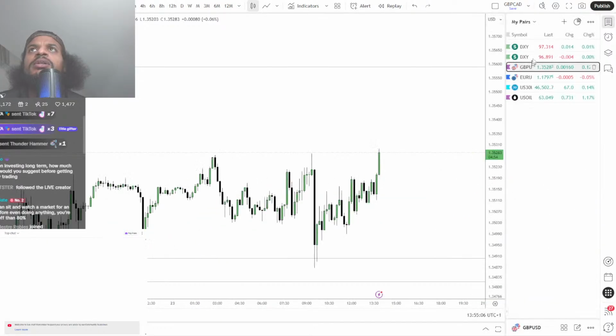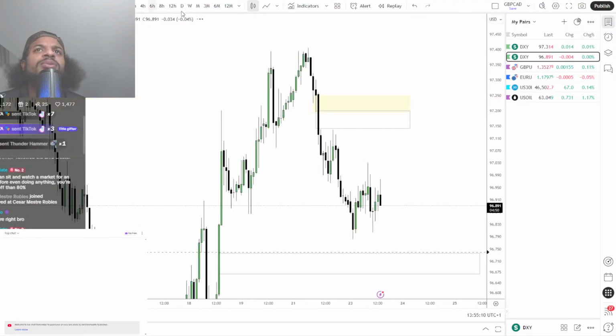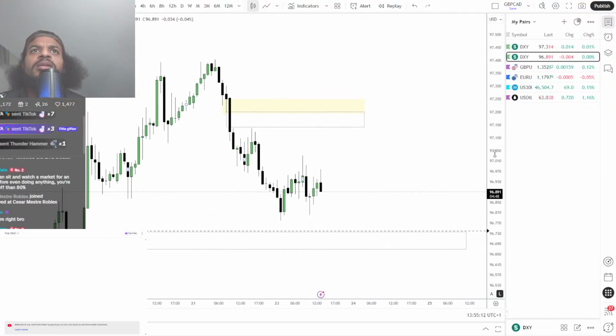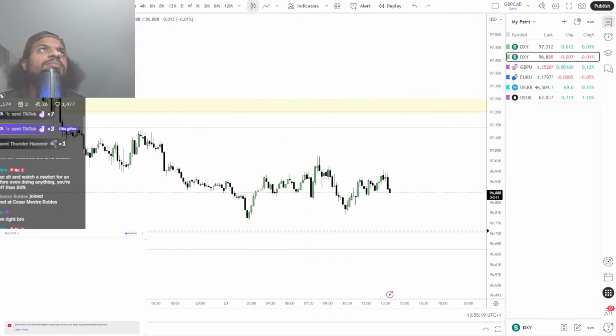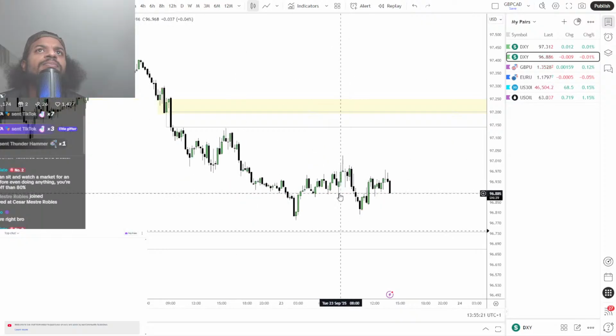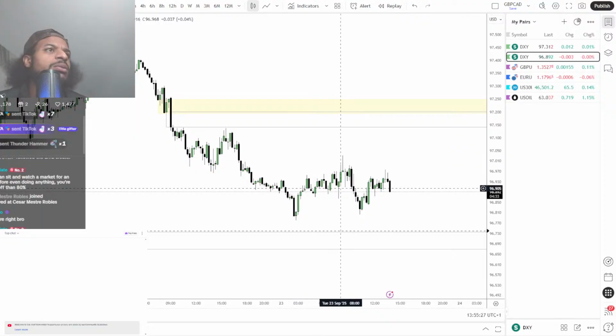Let's have a look at the dollar. I think the dollar is breaking down. I'm waiting on this news though for the dollar because I don't know if we're gonna spike potentially. Hopefully not, but it's possible. Yeah, I feel like the dollar's gonna head lower, which is what I want to see.